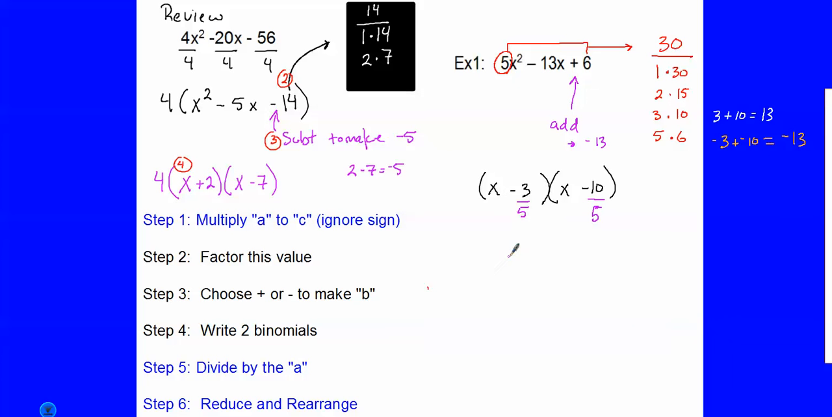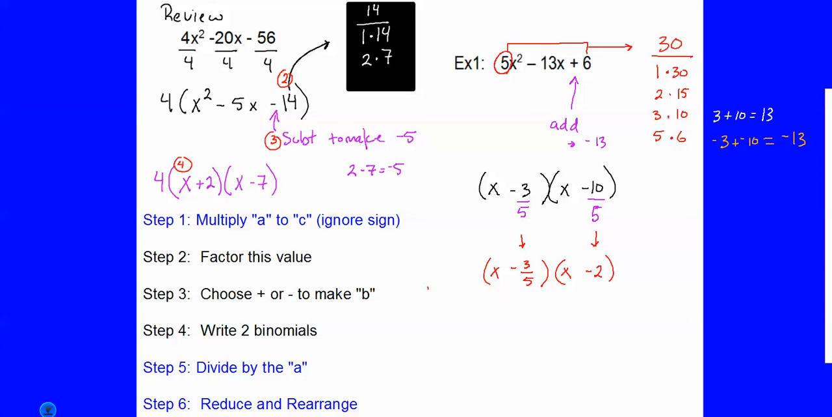That's step 5. Now step 6 is reduce and rearrange. What this means is each of these fractions need to be reduced if possible. This fraction doesn't reduce. It stays as negative 3/5. And this is only the first part. This fraction will reduce. This becomes negative 2. This part looks like our typical binomial. This part has an odd fraction in it, so we are going to rearrange.